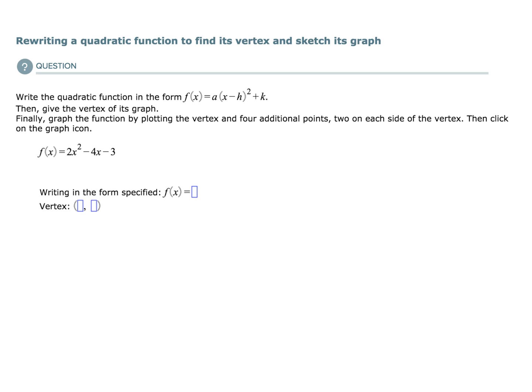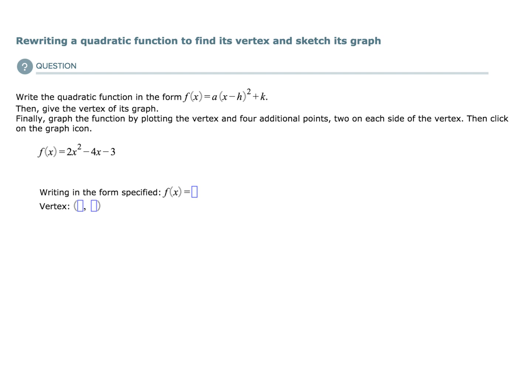If we're given a quadratic function, like 2x squared minus 4x minus 3, and we want to write it in what's called vertex form, that's a times x minus h squared plus k. There are two ways to do it. One is kind of the long way, and one is kind of the shortcut way. First let me show you the long way, and then I will teach you the shortcut.